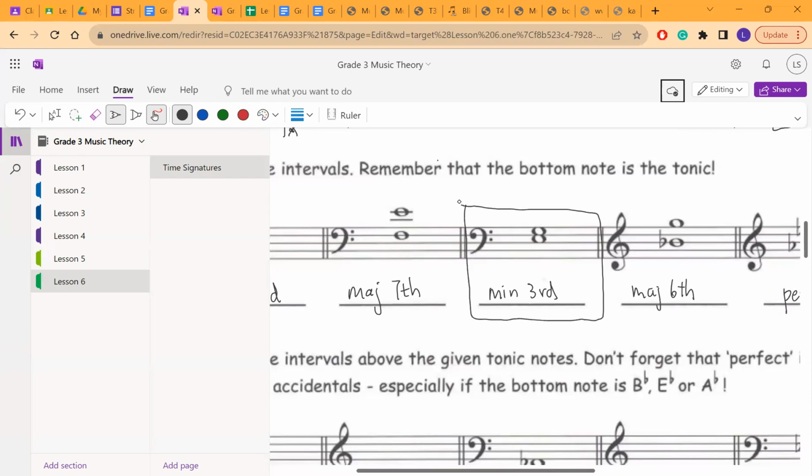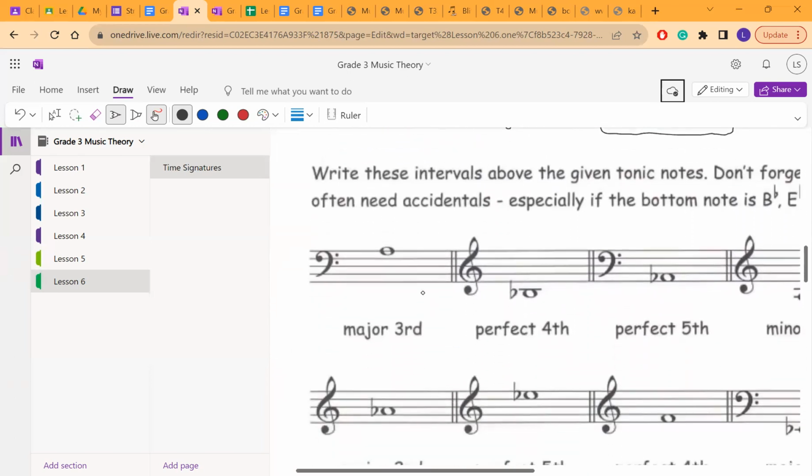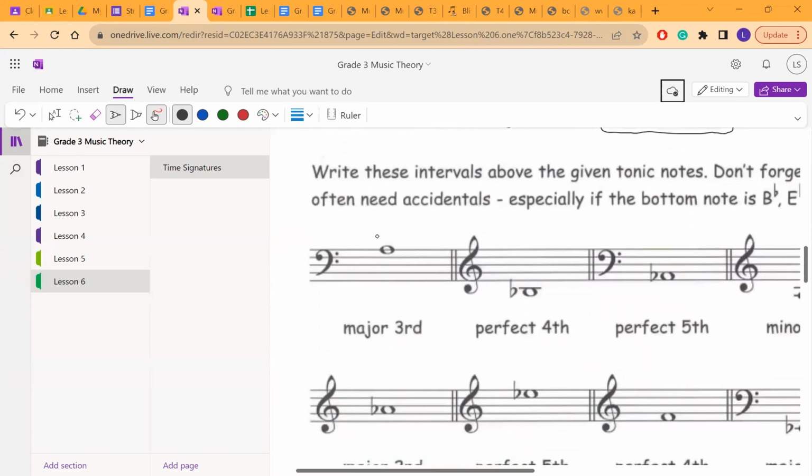It's because E major has a sharp on it. E major is G sharp. So a major third would be E to G sharp. Therefore, a minor third is E to G. Write these intervals above the given note. This has to be C sharp because A major has C sharp. Major third is A to C sharp. Careful with that.